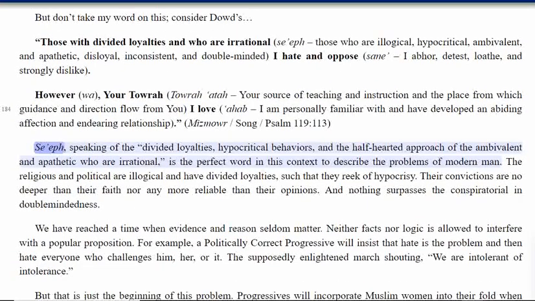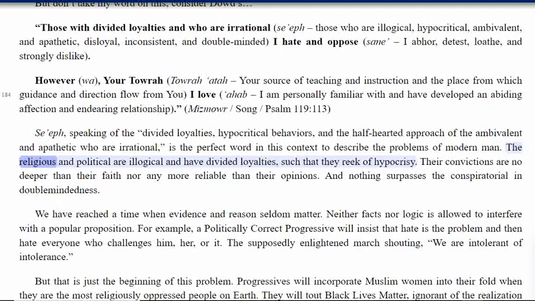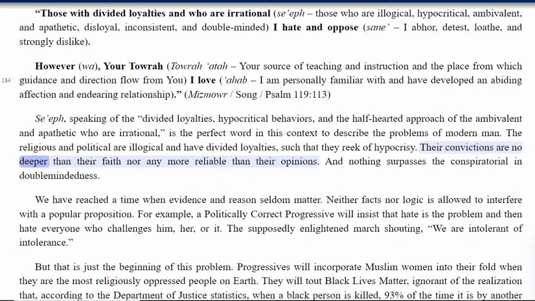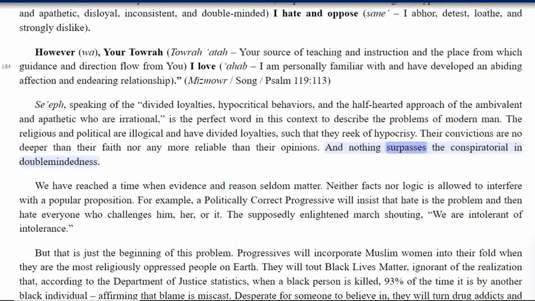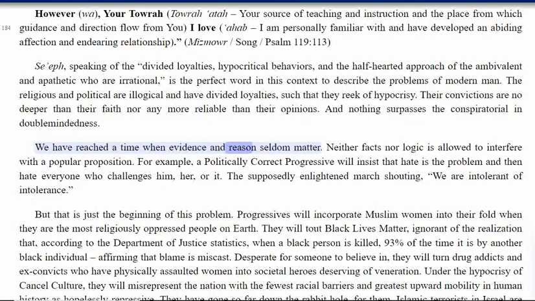119:113. Sehphym, speaking of the divided loyalties, hypocritical behaviors, and the half-hearted approach of the ambivalent and apathetic who are irrational, is the perfect word in this context to describe the problems of modern man. The religious and political are illogical and have divided loyalties, such that they reek of hypocrisy. Their convictions are no deeper than their faith nor any more reliable than their opinions, and nothing surpasses the conspiratorial in double-mindedness. We have reached a time when evidence and reason seldom matter. Neither facts nor logic is allowed to interfere with a popular proposition.